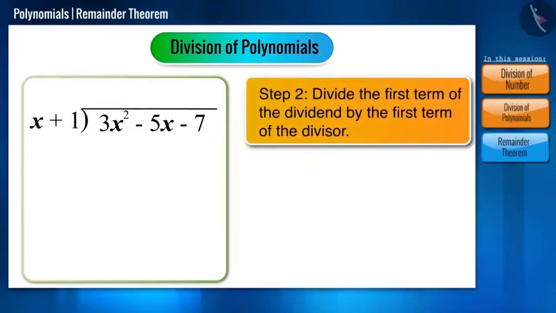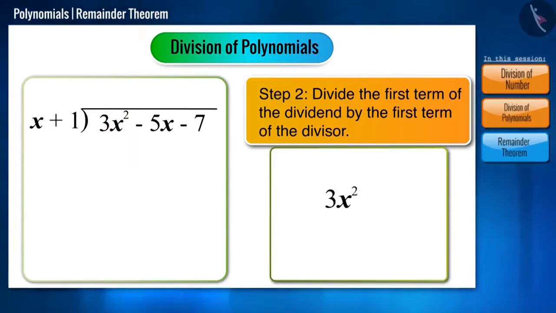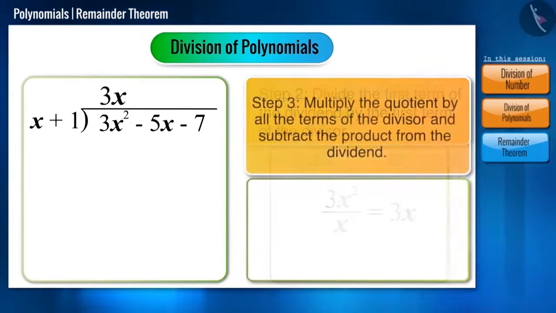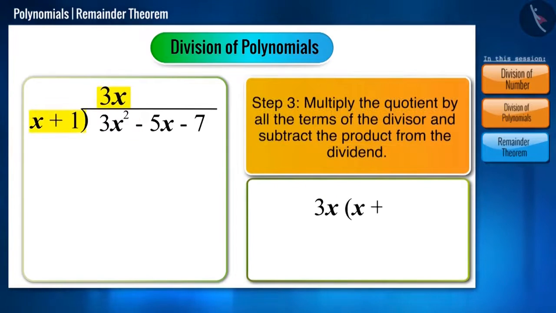In the second step, we will focus only on the first terms of both dividend and divisor. Here, the first term of the dividend is 3x squared and the first term of the divisor is x. Now, if we divide 3x squared by x, we will get 3x. This is what we have to keep in mind each time. Now, place 3x in the quotient and multiply 3x by all the terms of the divisor.